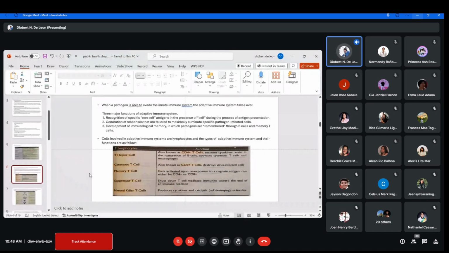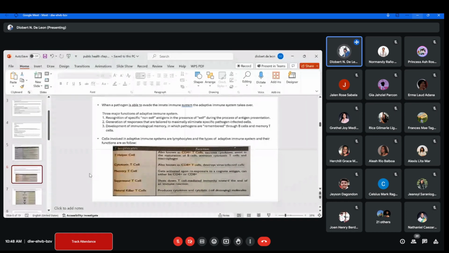Okay, and your acquired immunity. The components of your acquired immunity are your antibodies, humoral B cells, lymphokines, T cells, and your cellular. No? The antibodies is actually produced by your B cells.